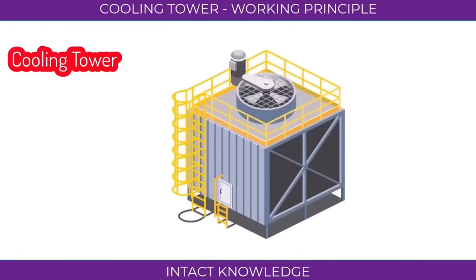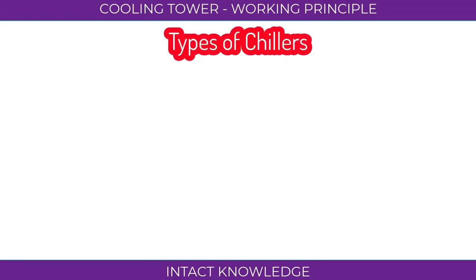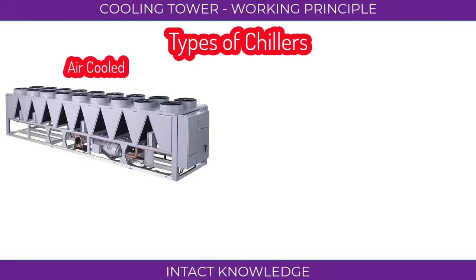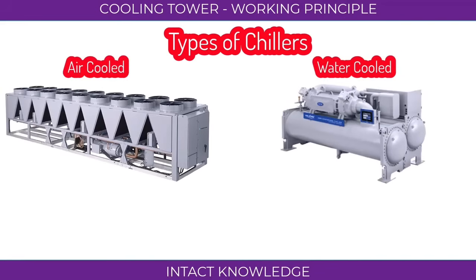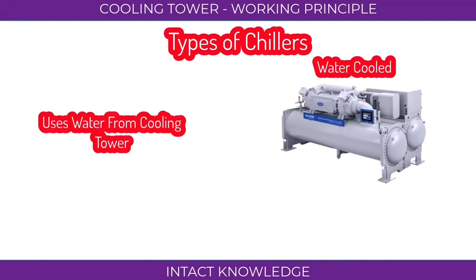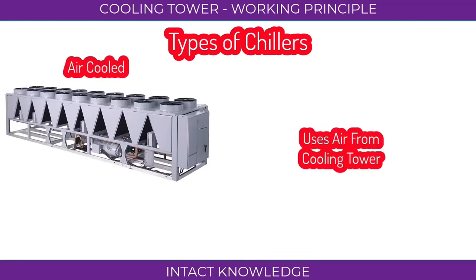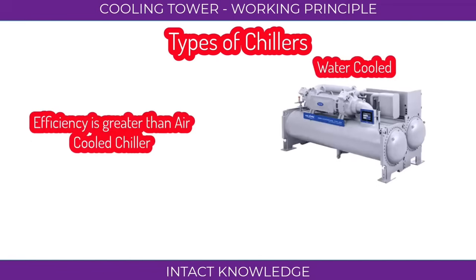We are going to discuss the working principle of the cooling tower. There are commonly 2 types of chillers: air-cooled chiller and water-cooled chiller. Water-cooled chiller uses water from the cooling tower to reduce the refrigerant temperature inside the condenser. Likewise, the refrigerant temperature of an air-cooled chiller is decreased by air instead of water. The efficiency of a water-cooled chiller is greater than the air-cooled chiller, as it uses water, which is comparatively quicker and better in decreasing the temperature.